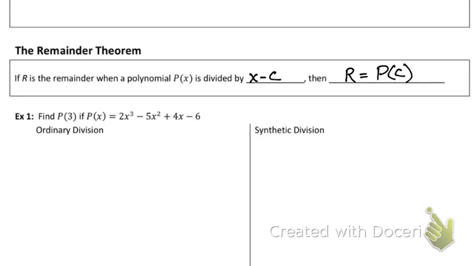So for example, if I have a polynomial and I divide it by x minus 3 and I get a remainder of 4, that would mean if I plugged in 3 to my equation, I would also get 4 out. So this is another way, rather than plugging it into the equation, to actually solve for what it's going to be. This is going to prime us for tomorrow, where we're going to see if things go in evenly. Things go in evenly when there is no remainder.